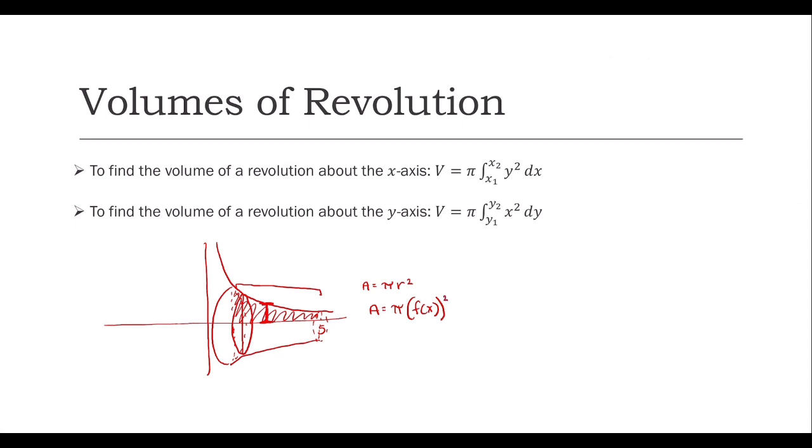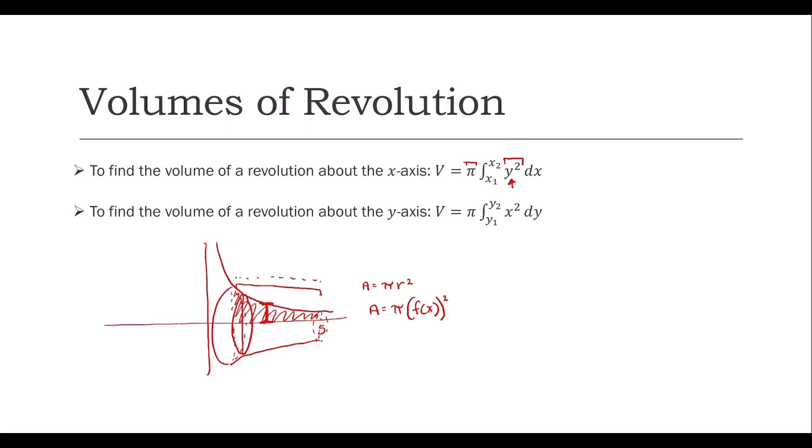So then we'll do the integral of that so that we can find the sum of all of those circles. So your volume is pi times your radius squared. So your radius here is your y value. So to get the volume, you're doing pi times the integral from your initial x value to your final x value of y squared dx.